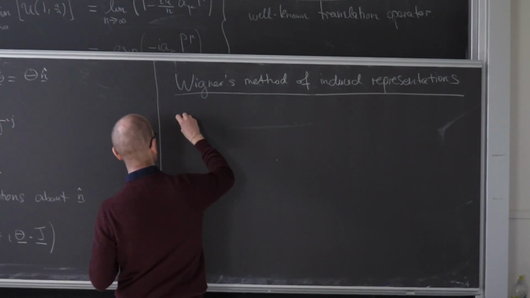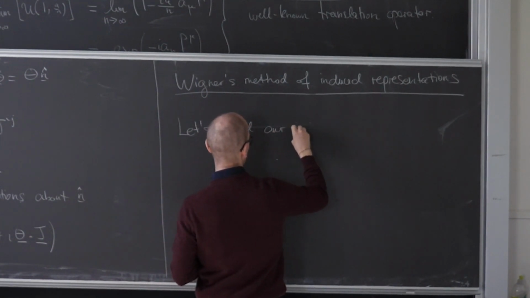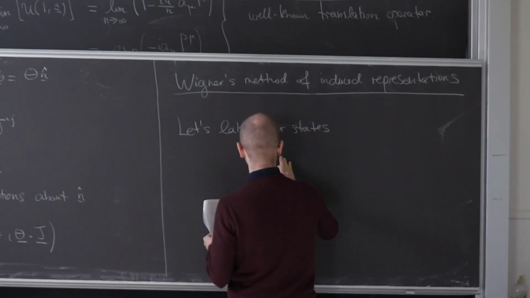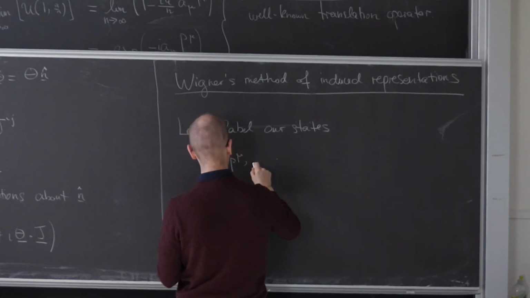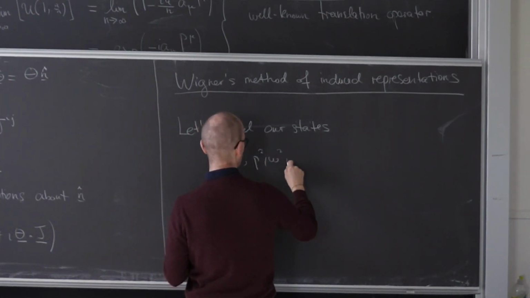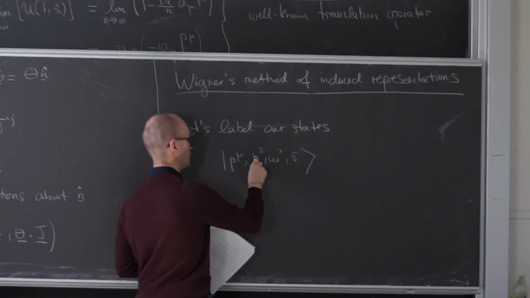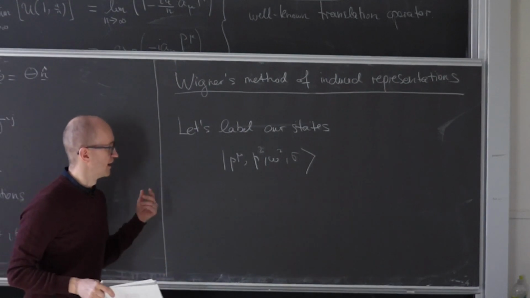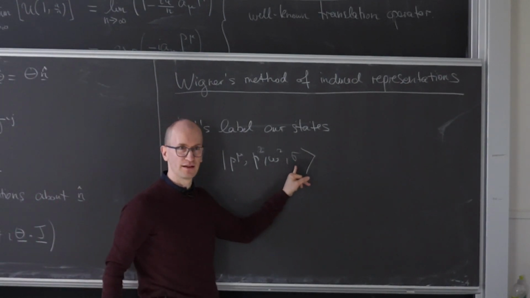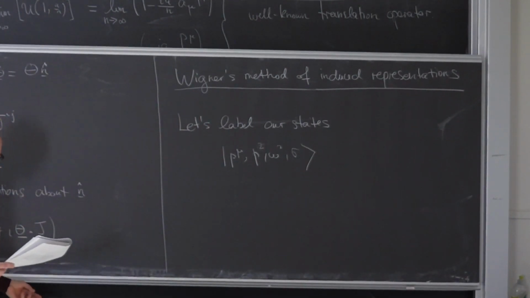So, first of all, let's label our states as p^mu, p squared, w squared, sigma. So not much has happened. It's just that I use explicitly the momentum p^mu, the vector, as a label for the state. And I've already switched to calling the remaining label sigma, because we will see that this is actually related to spin degrees of freedom. So that's customary to talk about in terms of sigma.